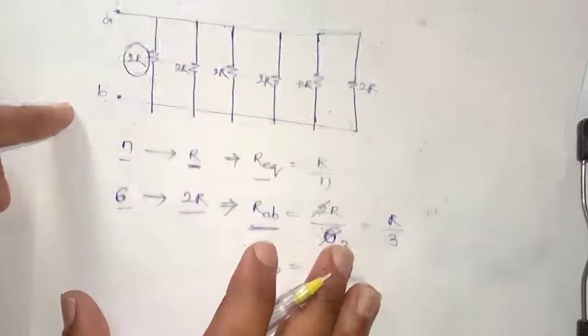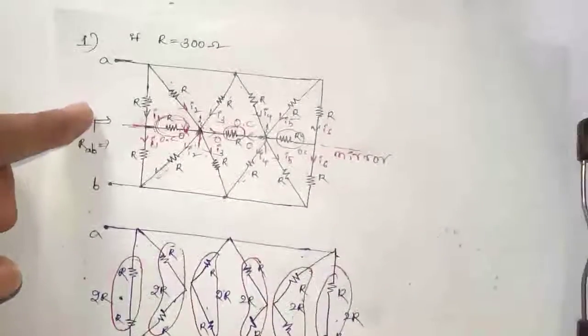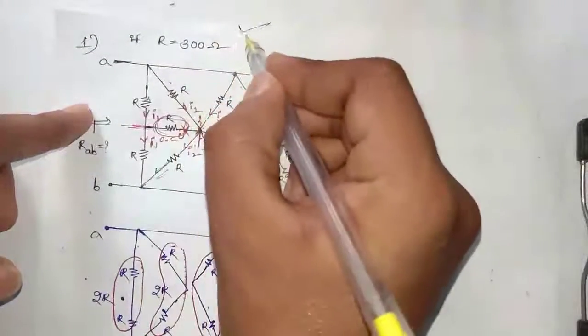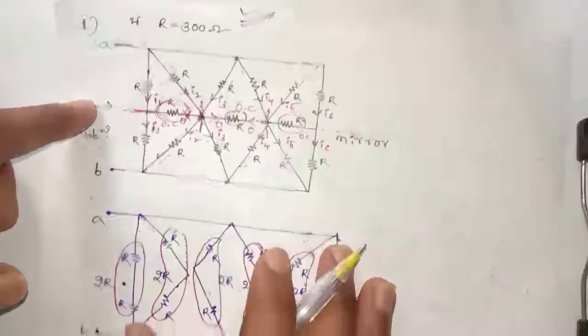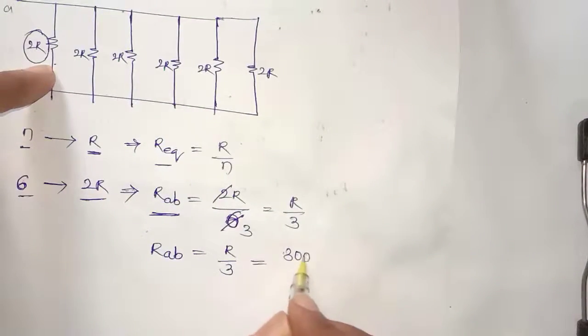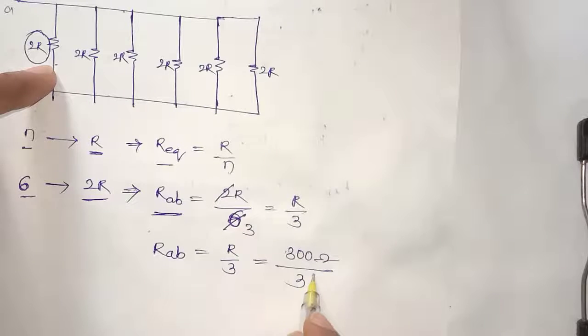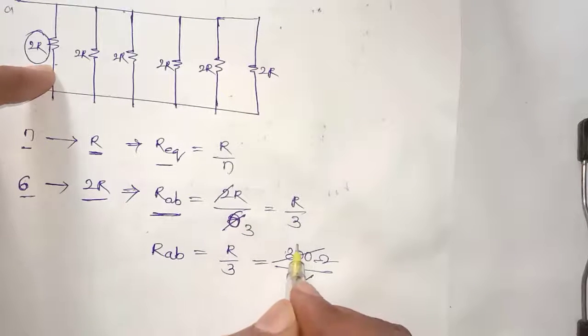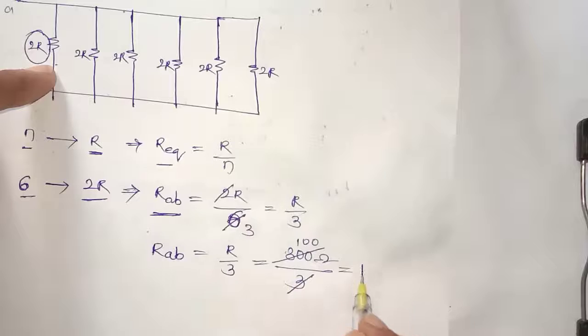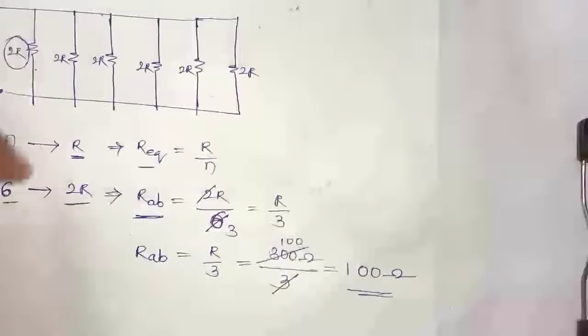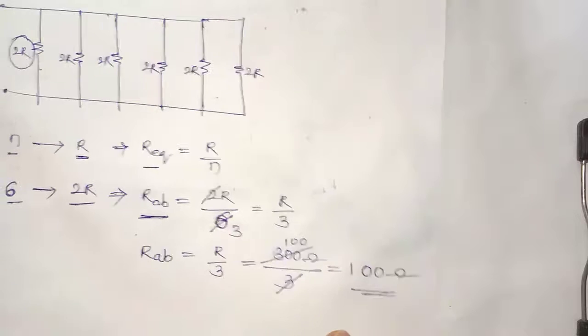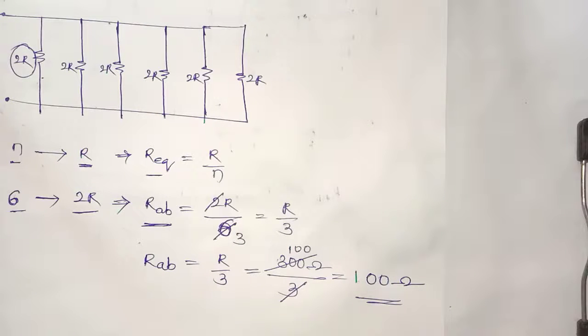He has given the R value as 300 ohms, right? So we take the R value as 300 ohms divided by 3. By cancelling, we get RAB equal to 100 ohms. RAB is equal to 100 ohms. I hope you understood this problem.